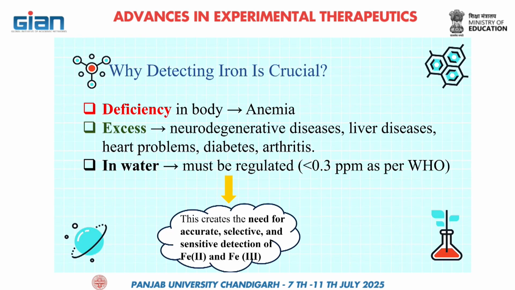So now this is all we came to know, that yes, iron is present. Now why is the detection of iron important? Why do we want to detect iron in future? Why are we making so many chemosensors for the detection of iron? Because excess or deficiency, both are bad. Deficiency in the body can cause anemia. Excess can cause liver diseases, heart problems, diabetes, etc. According to the World Health Organization, it should be less than 0.3 ppm per day. This creates the need for accurate, selective and sensitive detection of ferrous and ferric ions.